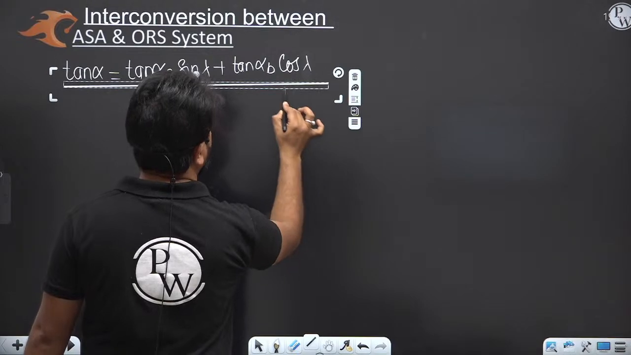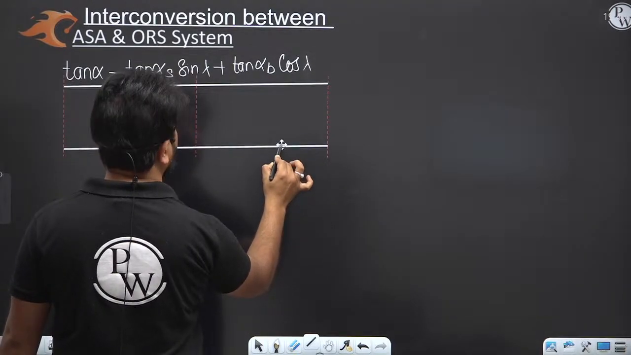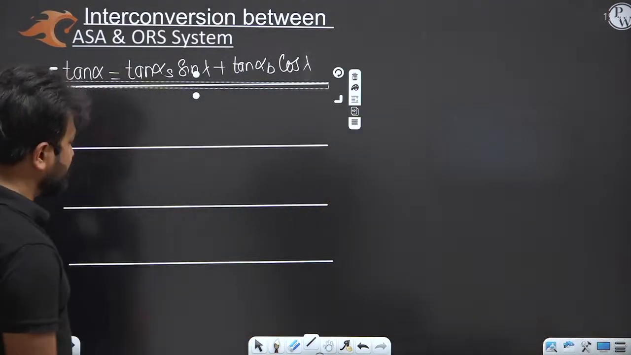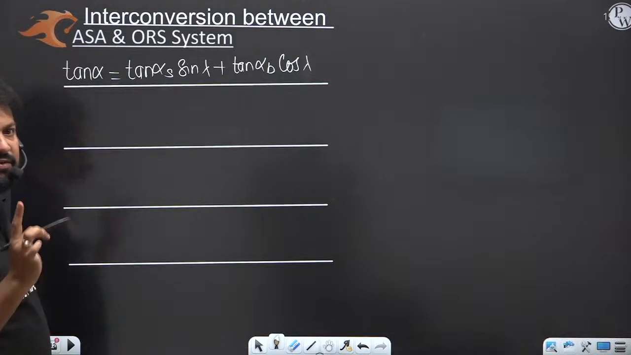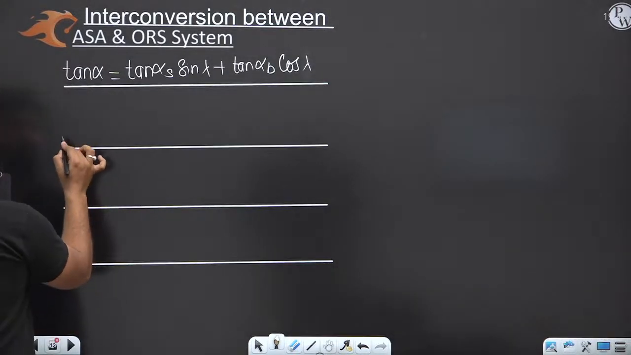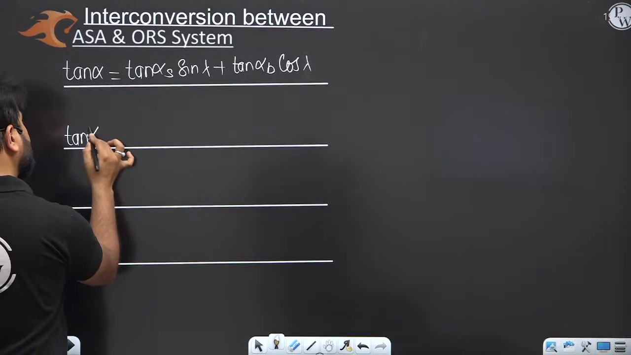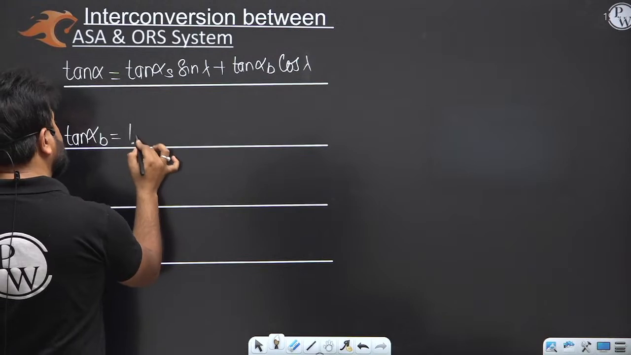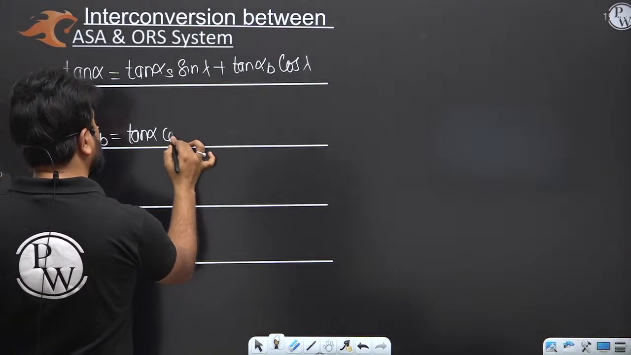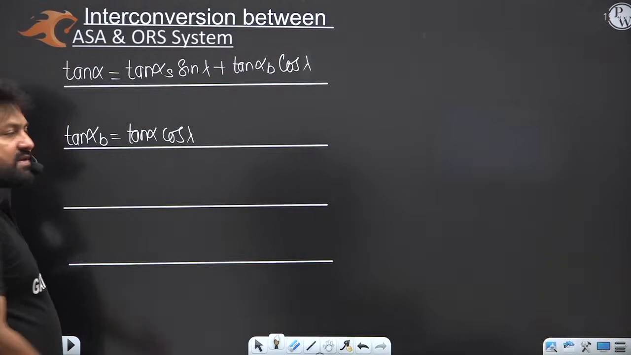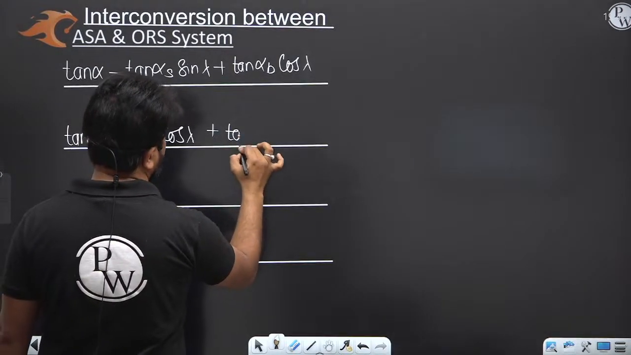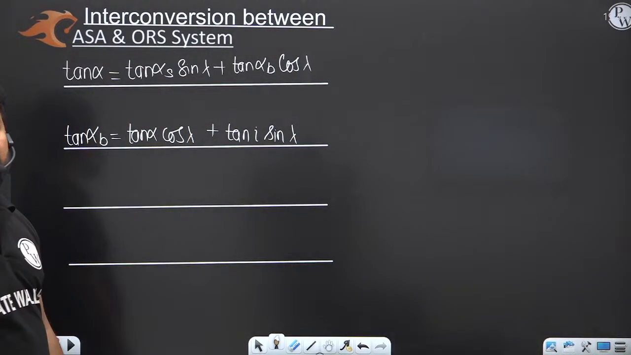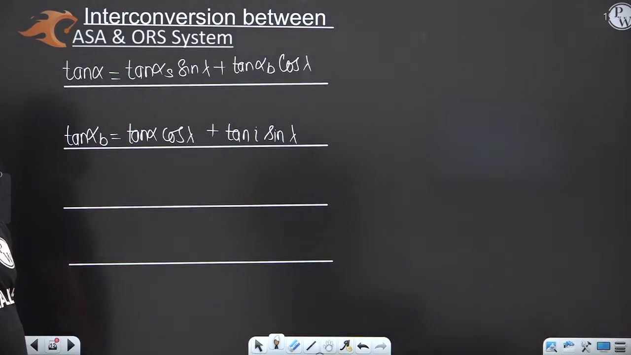Now I'm going to write another formula. This is the first formula which you have seen. Now the second formula is tan of back rake angle equals tan alpha cos lambda plus tan I sin lambda. This is the second formula of the interconversion between ASA and ORS.